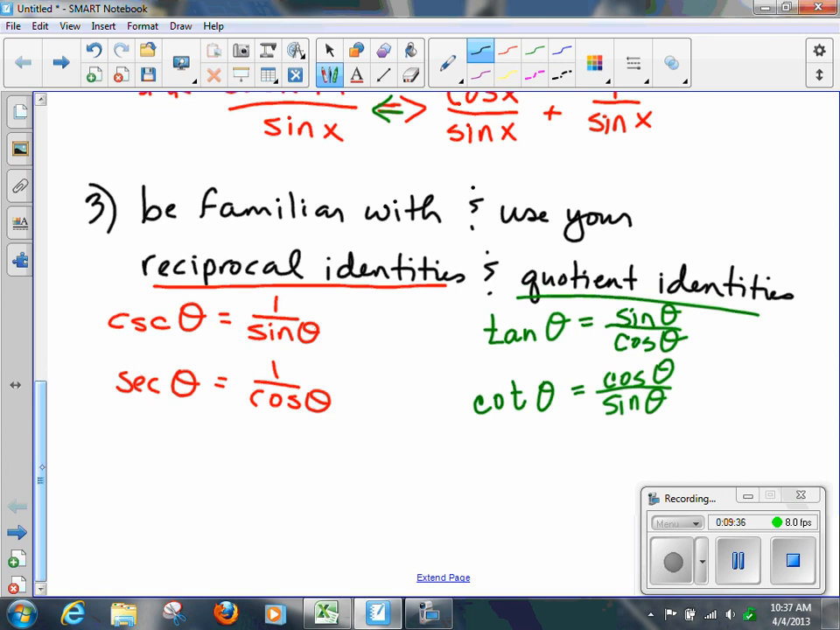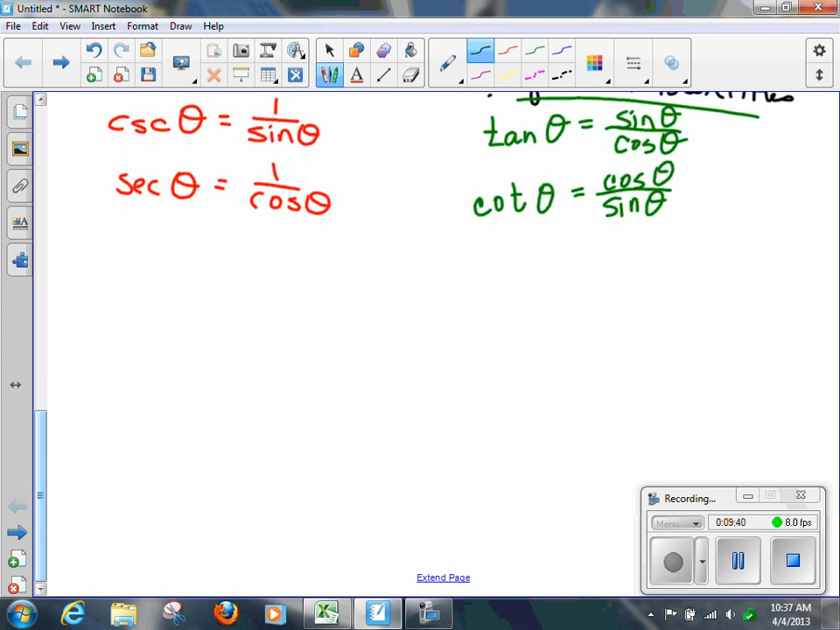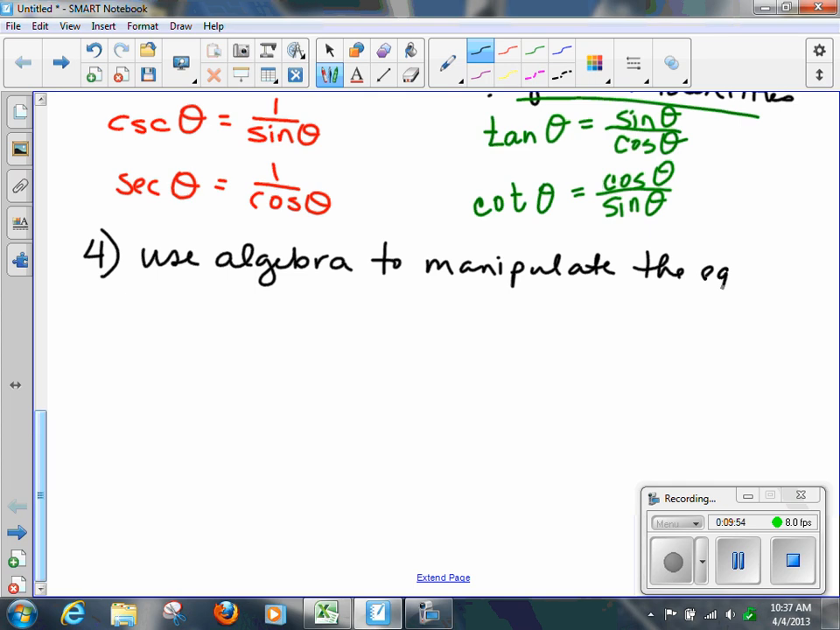Next thing. Everybody have that? Fourth thing: use algebra to manipulate the equation. What did we use to manipulate the equation? A couple different things we did yesterday. What did you end up doing a lot of on that work that you turned in today?